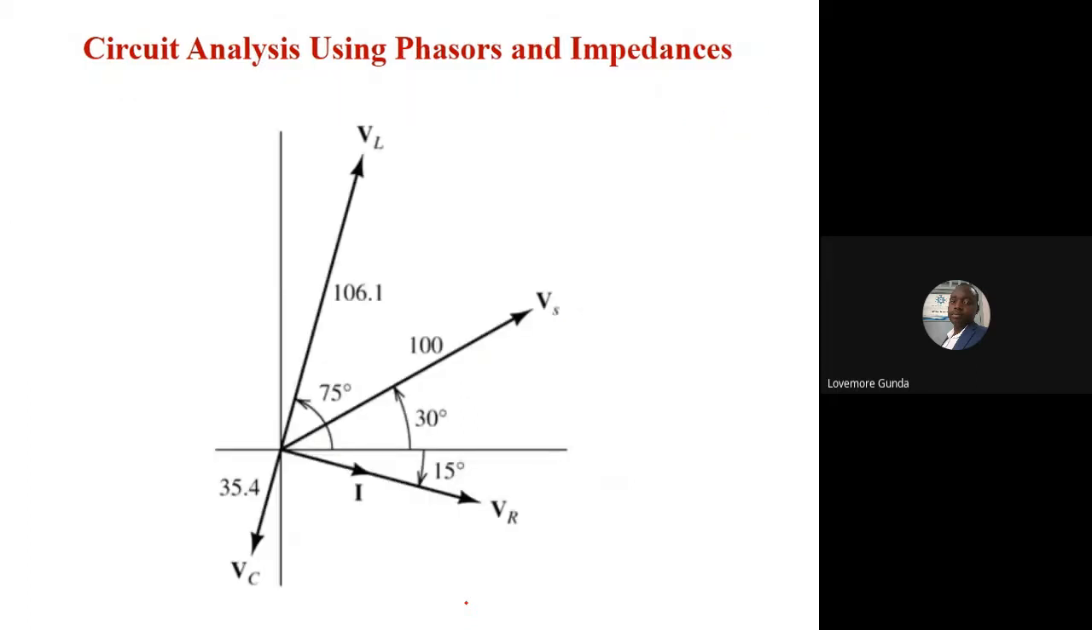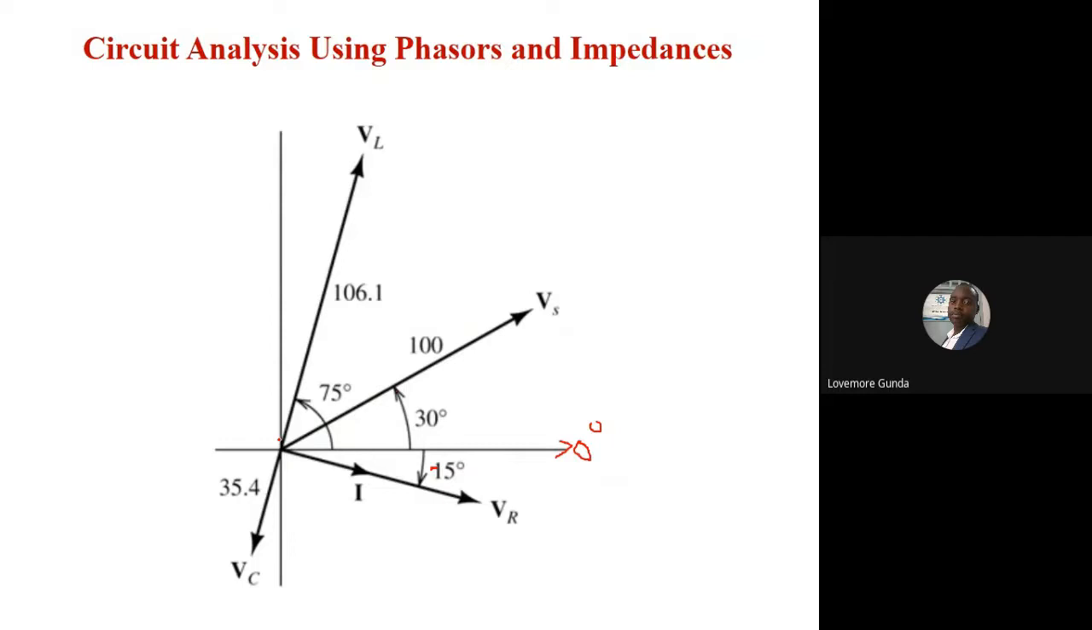So now if you were to draw the phasors, your reference point is the 0 degree point, right? VS is at 30 degrees, you just draw it at 30 degrees and put the magnitude, that's VS. VL is at 75 degrees and its magnitude is 106.1. VR is at minus 15 degrees, so it's going back there, right? Then you get its value. Then VC, as you can see, is directly opposite VL because they are in the same plane.